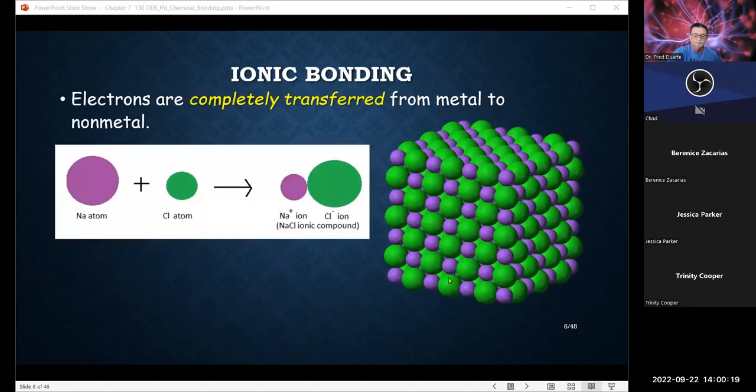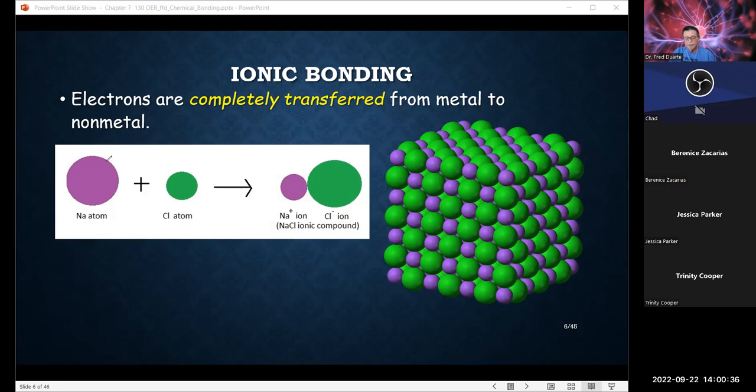All right, so with respect to ionic compounds, as I stated, there is the coming together of ions. That means a full positive charge and a full negative charge.